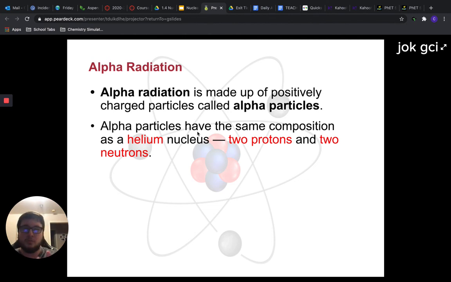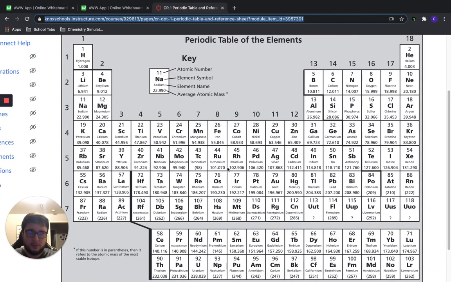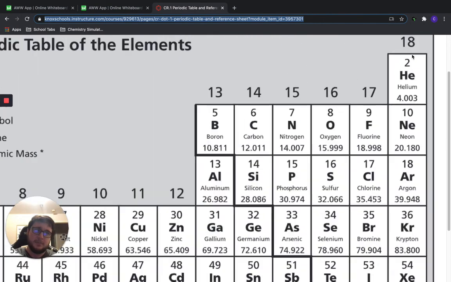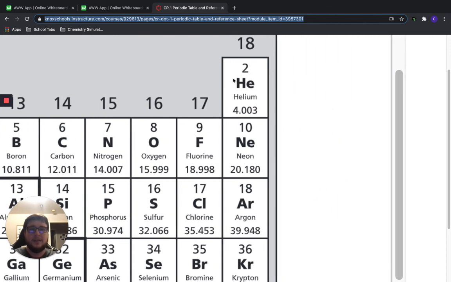In other words, they've got 2 protons and 2 neutrons. So how do I know that? If I go to the periodic table and find helium, it's up here at the top right. Here's helium. It's atomic number 2, so if it's a helium nucleus, that means it has 2 protons. If you look at its mass number, it's 4.003. It's basically 4 flat. Pretty much every version of helium is going to have a mass number of 4, which means it has 4 particles in its nucleus. If 2 of them are protons, the other 2 have to be neutrons, right?